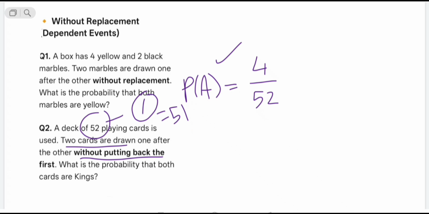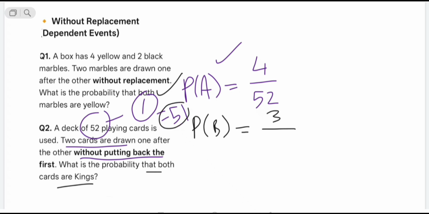Now again the probability of the second card. When you draw again, they said both are king. Again it is a king. We already took 1 king, so remaining are 3 kings out of 51. Before it was 52, but because we already took 1, the remaining is 51.